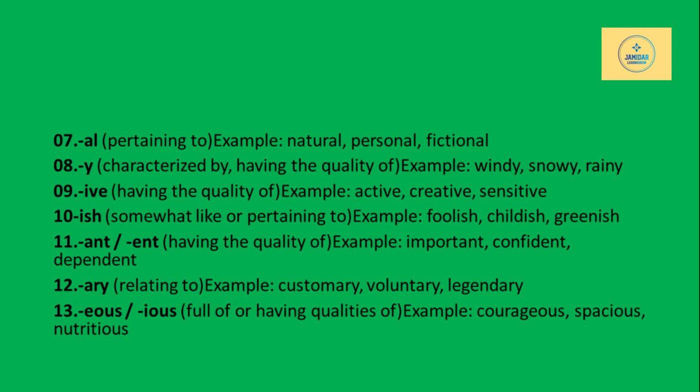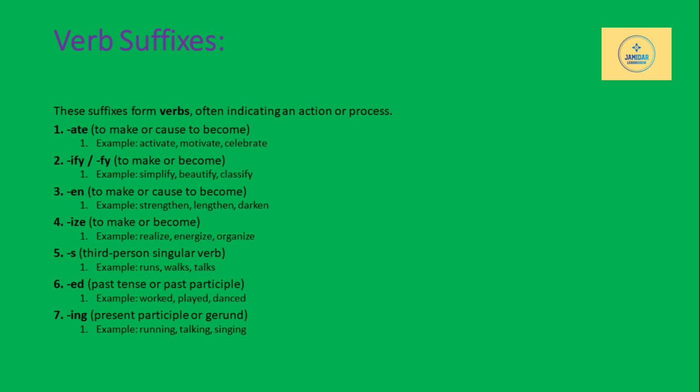Suffixes like al, ly, ive, ish, ant, ary, and eous form adjectives that describe qualities, characteristics, and states. Verb suffixes are essential in forming verbs that indicate an action or process.